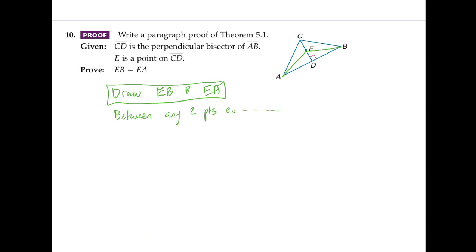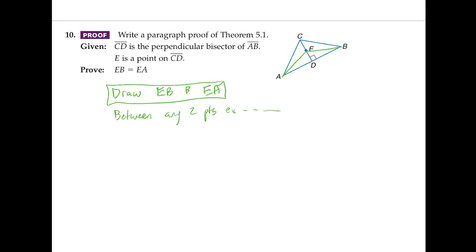Exists exactly one line. Okay, now that we drew that, what can we do? Can we show at all these triangles are congruent? Because that's how we pretty much show anything is congruent or equal in geometry. So I'm guessing we're going to try and show this triangle and this triangle are the same. So let's see if we can do that.